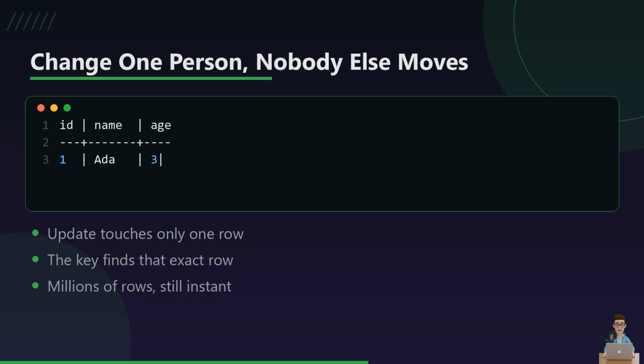Here's the quiet superpower of that unique key. Grace has a birthday, so we bump her age to 42 and watch what happens to Ada and Alan. Nothing. The key lets the database walk straight to Grace's row and change only her, whether the table has 3 people or 3 million. That surgical precision is the whole reason keys exist.